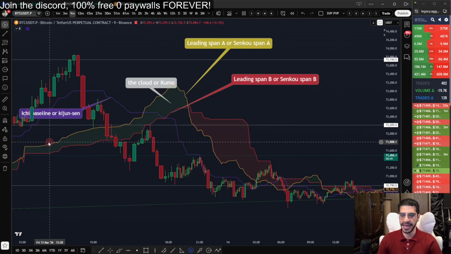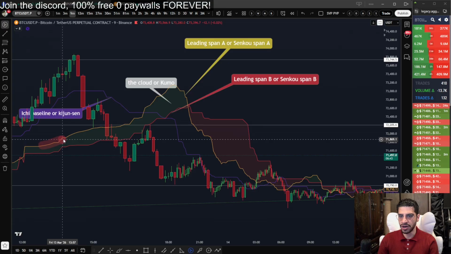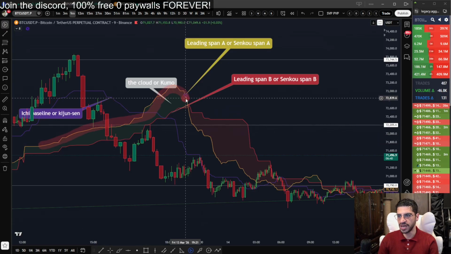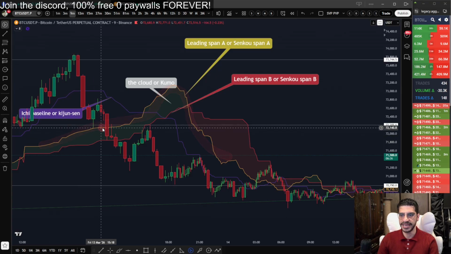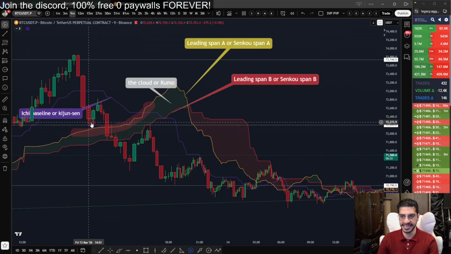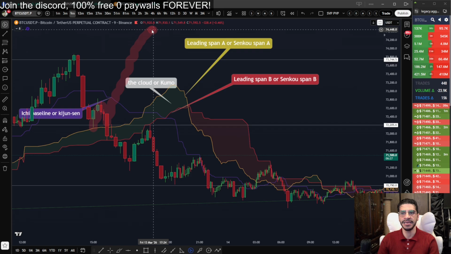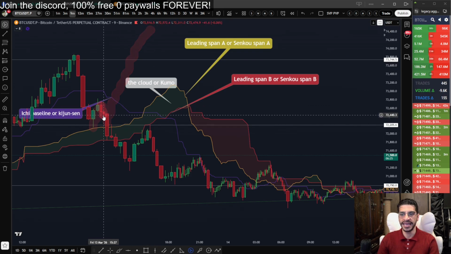Now, the leading span A is what I like to call soft support or soft resistance. If the price is above the Ichi and goes down to the leading span A, this is going to be soft support, and it's going to act as a test. If we can stay above it and keep above it, we tend to keep going up. But if we break into it, we're going to have a little bit of trouble.